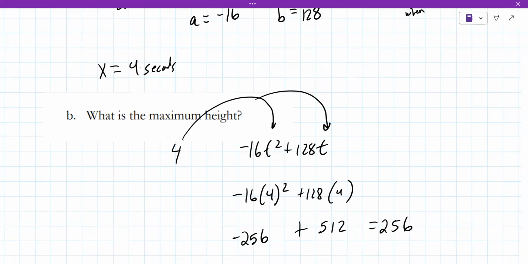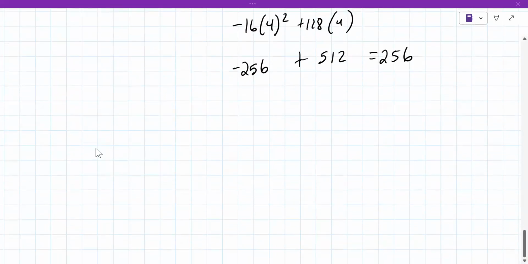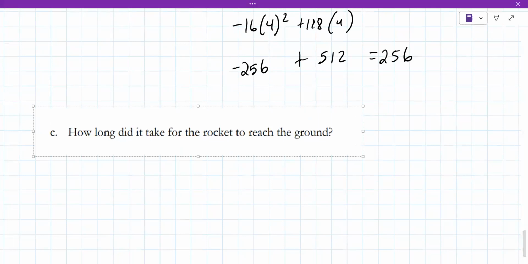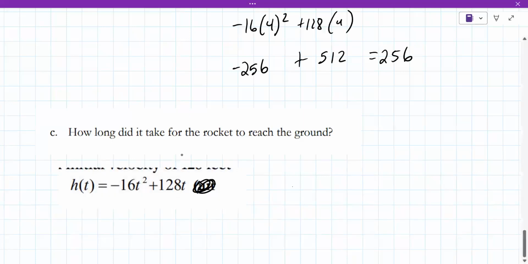Got it. Like I mentioned up here in the picture, A and B are all about the first place, at the vertex. The second thing they'll ask you about, depending on how you look at it, is when it hits the ground. And that is in fact what this question asks for next. It says, when does it hit the ground? So to do this, we have to set the original function equal to zero. Here's the original function. We have to set this equal to zero: -16t squared plus 128t equals zero.